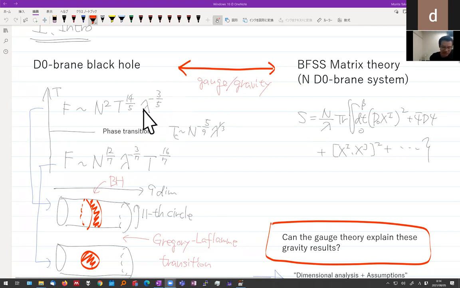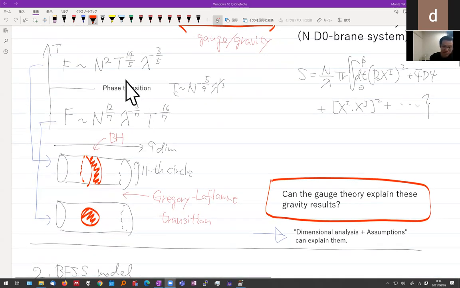Not only that, if we go to a still lower temperature region, sometimes called the M theory region, a phase transition happens. Around T_c, of order N to the minus 5 over 9 times lambda to some power, a phase transition happens. Below this temperature the free energy behaves like this. Even N squared doesn't appear; some funny N dependence appears and looks very complicated. But in the gravity picture, this kind of transition can be explained.